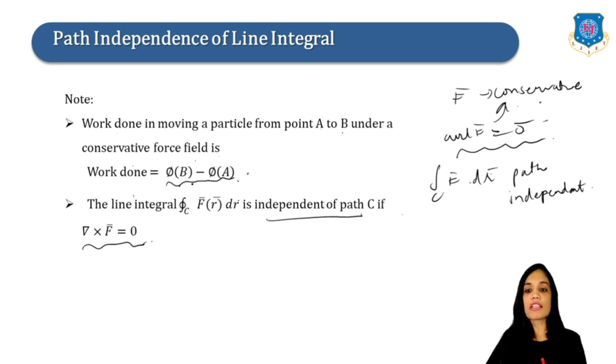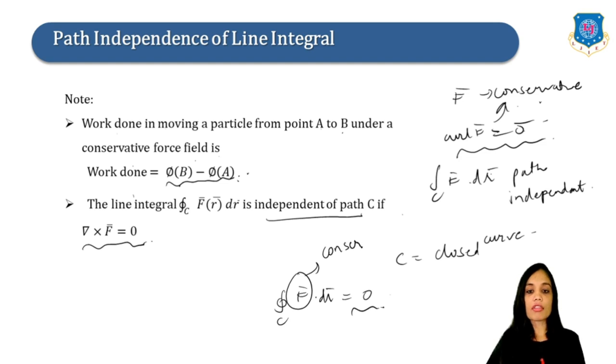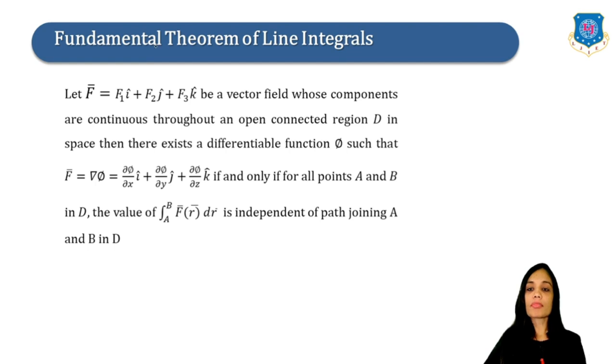So the work done answer will be what? Phi b minus phi a. And if C is a closed curve, right? Then our line integral over C of f bar dot dr bar will be 0. But this is 0 whenever f bar is conservative. Okay. So now let us study one theorem.